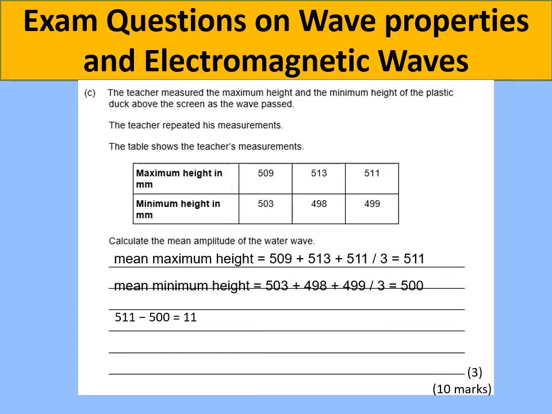Add all the 3 numbers together, divide them by 3, which is how many numbers there are, for the minimum height, and you get 500. If you do 511 take away 500, you get a value of 11. That's the difference between the 2 mean values of the maximum and the minimum height. And as there are 2 values, if you divide those by 2, you get the mean amplitude of the wave as 5.5 millimeters.